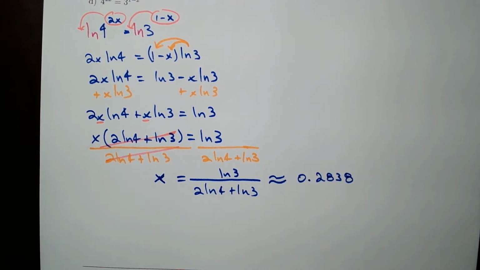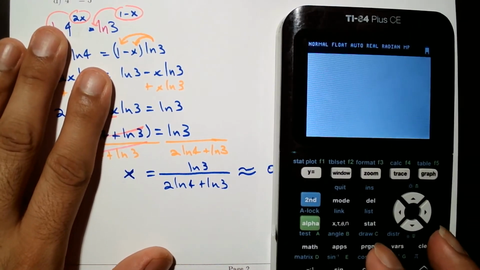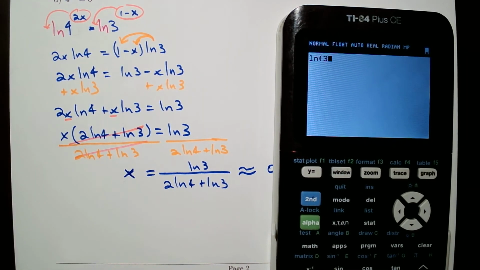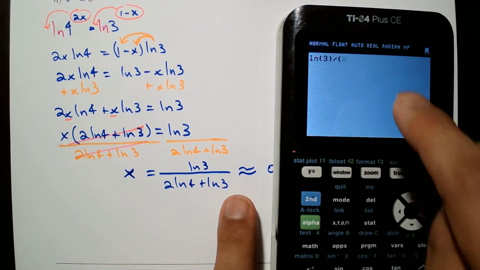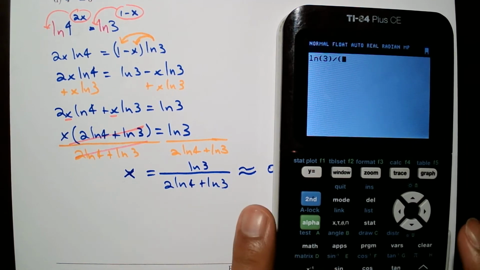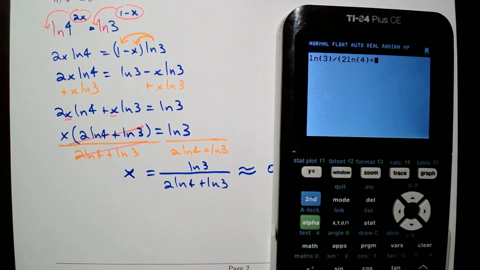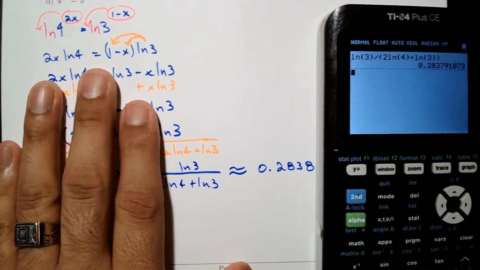Okay, just to show you how we put this on the graphing calculator. First, I'm going to type the ln of 3, being sure to close parentheses for the argument, and then divide by. Now, the tricky part is that we have a sum of terms in the denominator of this expression. So, open parentheses to make sure that everything you type after the diagonal that denotes the division remains in the denominator. So, this is going to be 2 ln of 4, close parentheses, plus ln of 3. Close parentheses for the argument, and then close parentheses for the entire denominator. And that's how I get that approximate answer, okay?